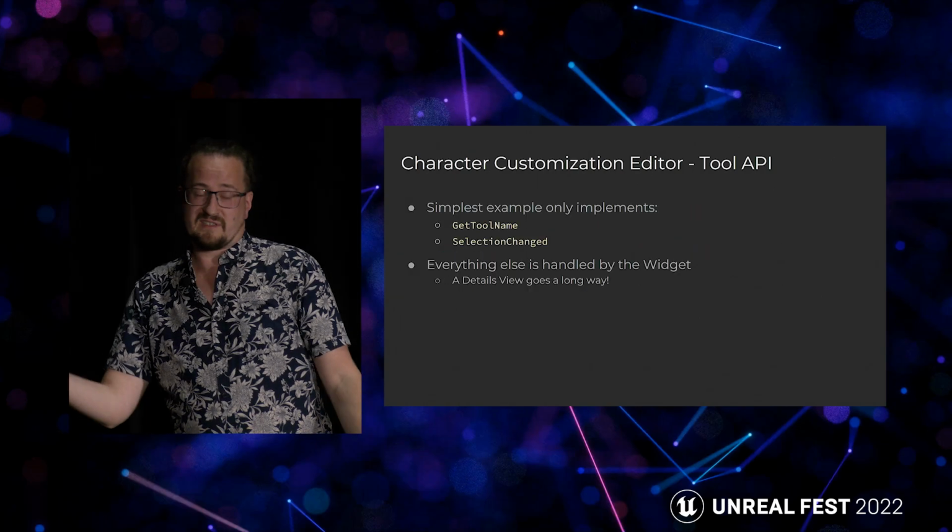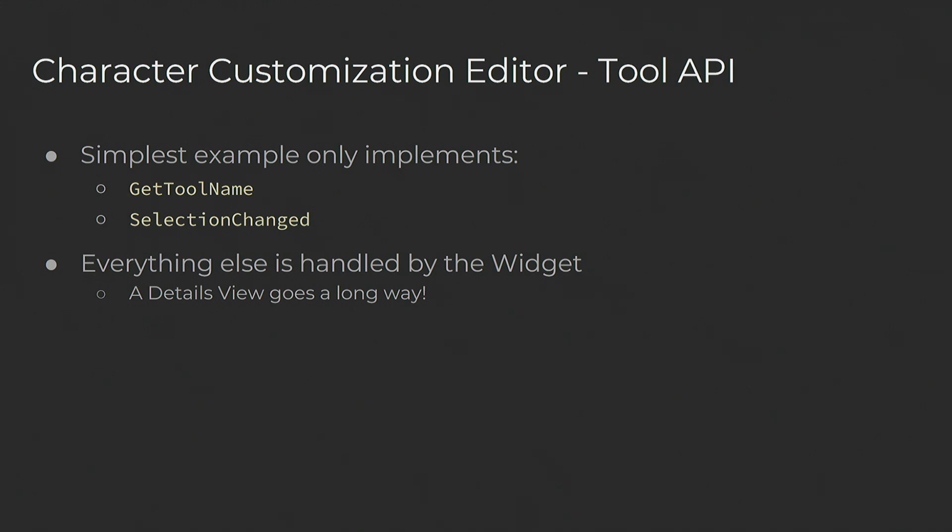Like the simplest example is just a details view, which just receives the character customization item and displays its properties in that view. So it's just a simple way for people to find those assets without having to go through the content browser.